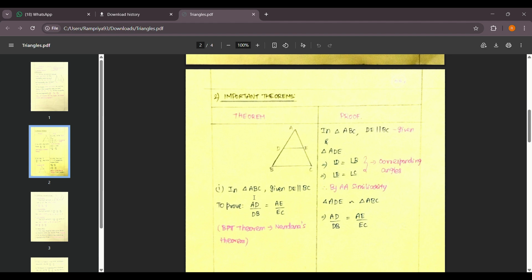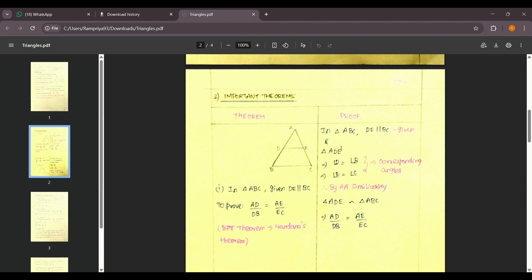In triangle ABC with DE parallel to BC, you have to prove that AD divided by DB equals AE divided by EC. If you see your NCERT book, they would have proved this theorem by using a lot of steps. So as Nandana rightly said, you can minimize all the steps given in the NCERT in a very simple way.